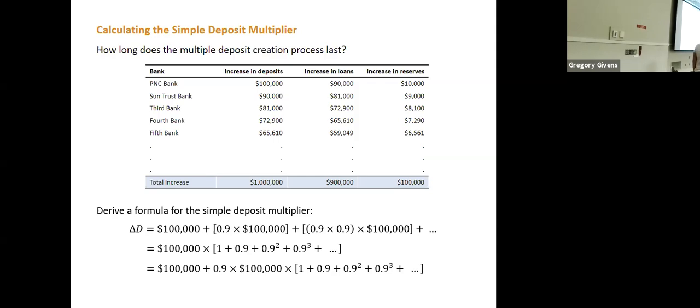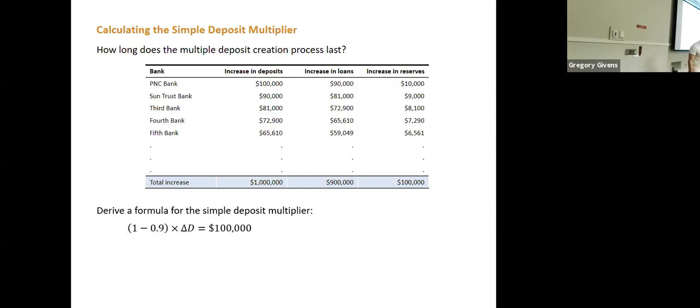That's just the same as the first line in that argument, right? 100,000 times this infinite sum here is just the total change in deposits from the first line. So the change in deposits is 100,000 plus 0.9 times the change in deposits. If you rearrange that equation, you get 1 minus 0.9 times the change in deposits is 100,000. The change in deposits is 1 divided by 0.1 times 100,000, or $1 million.